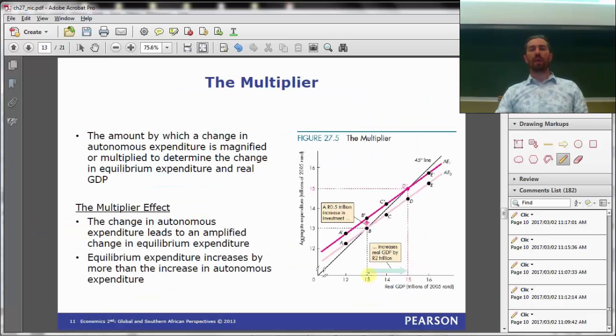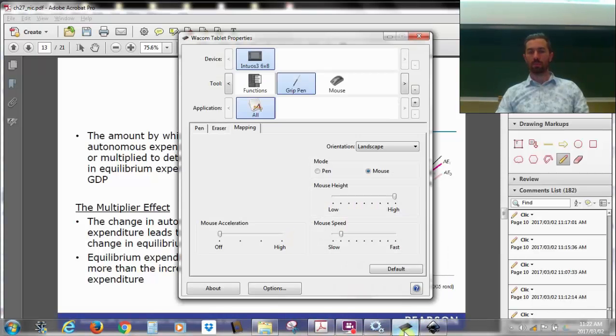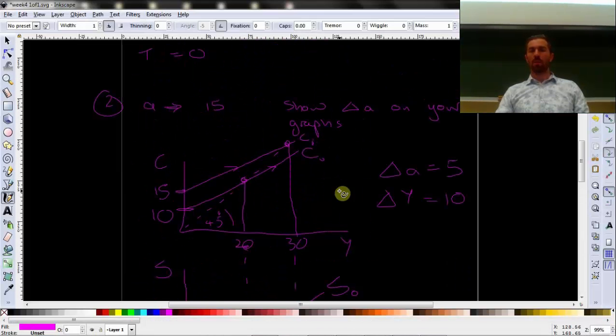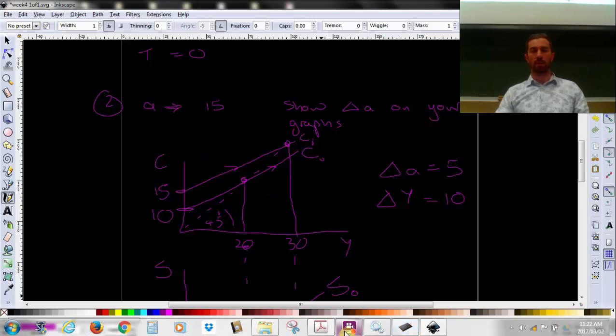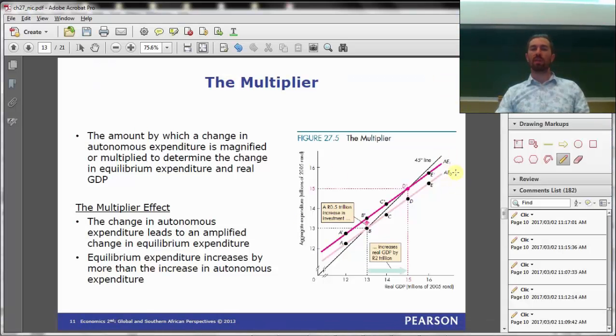What happens when we have a change in any of the autonomous components? Well, we have a shift in aggregate expenditure, the same as what we saw when we plotted our consumption function. When we increased the autonomous consumption, we shifted the entire consumption function upwards. When we increase any of the autonomous components of aggregate expenditure, we shift aggregate planned expenditure.